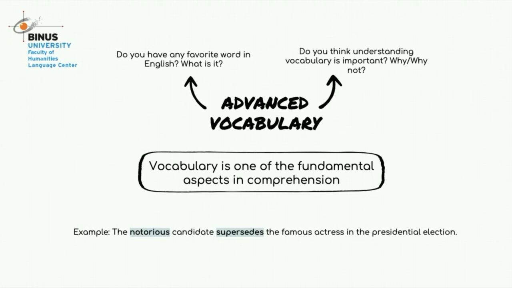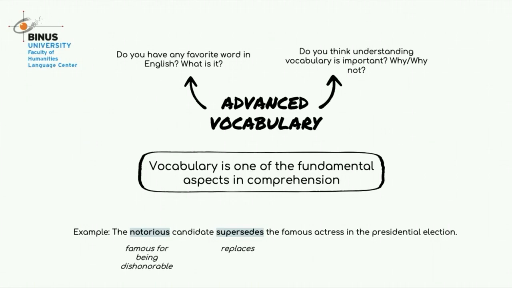The notorious candidate supersedes the famous actress in the presidential election. I put a light blue highlight on notorious and supersedes. If we don't know the meaning of notorious and supersedes, we only know that something is related to the candidate, something happens with the candidate to the famous actress in the presidential election. Now, as I'm going to explain this, you can take a look at your dictionary or you can Google it if you would like to.